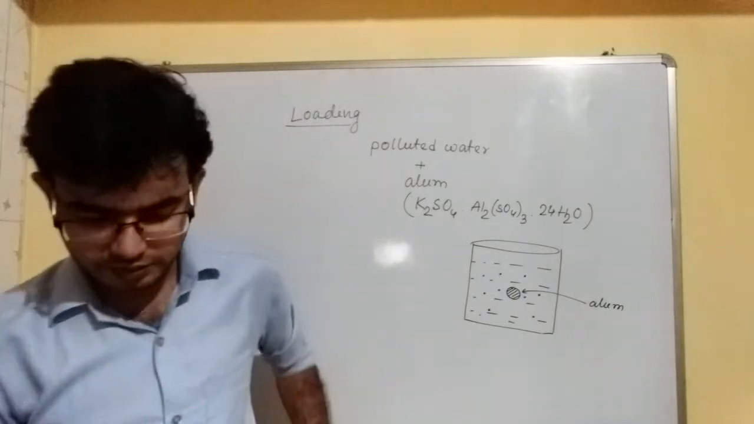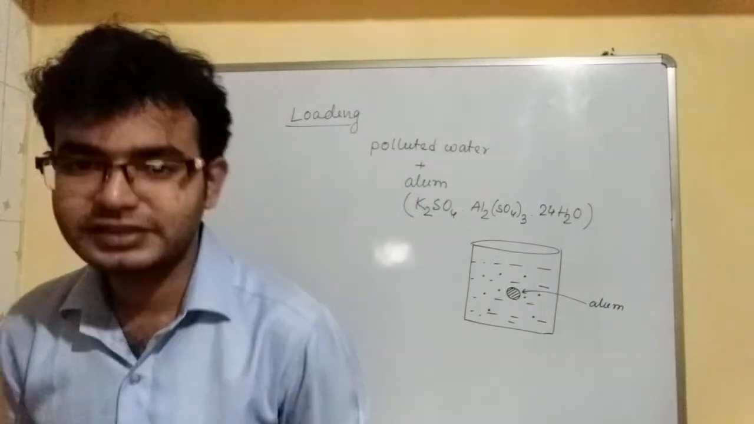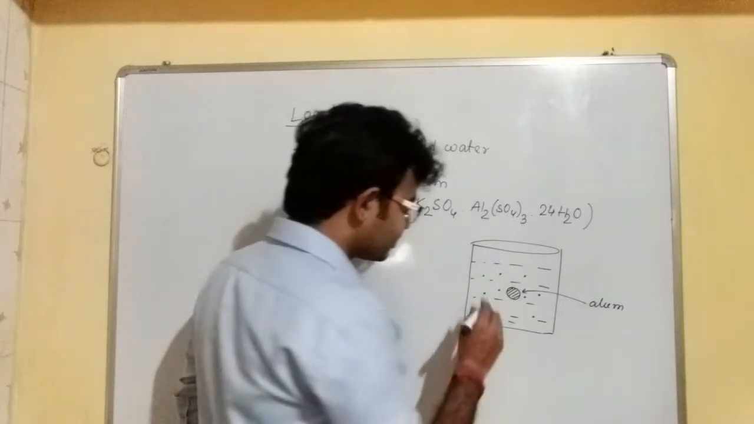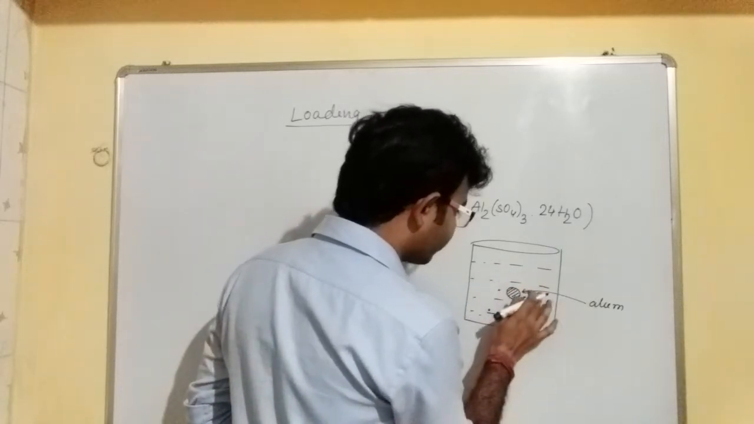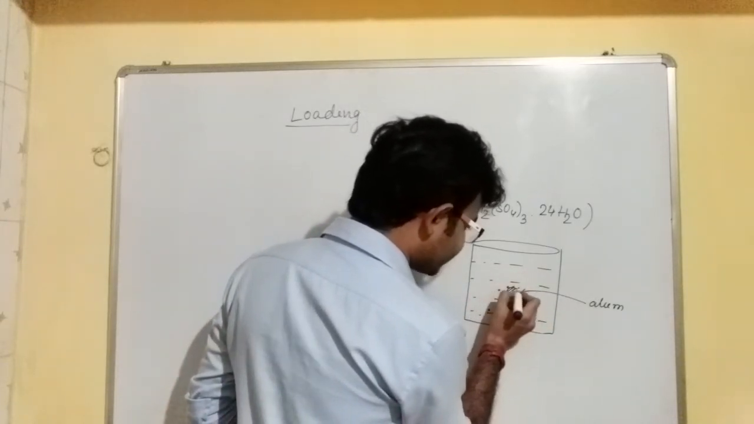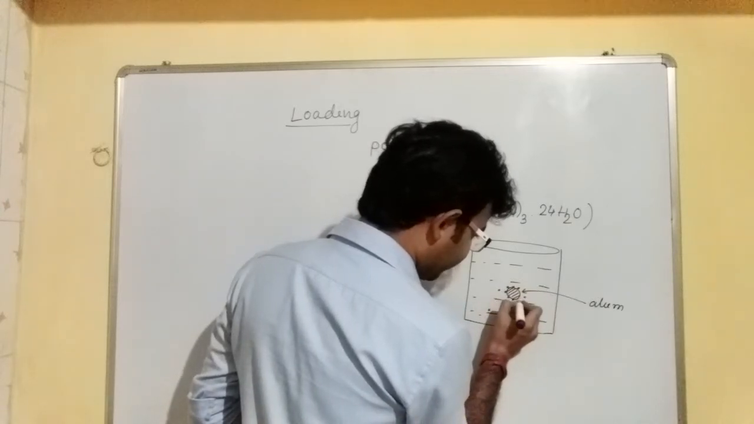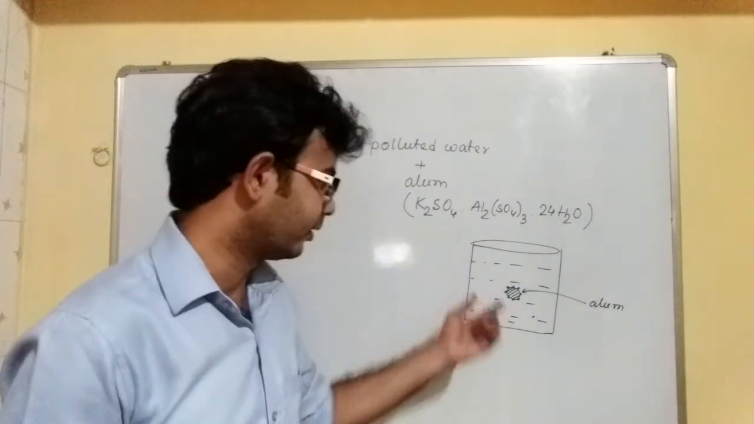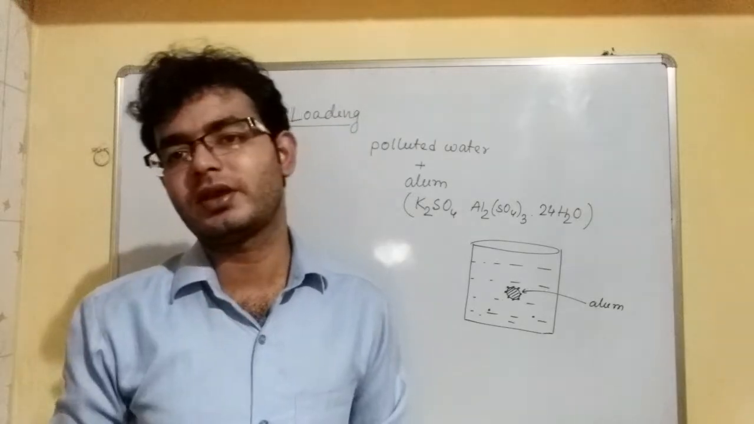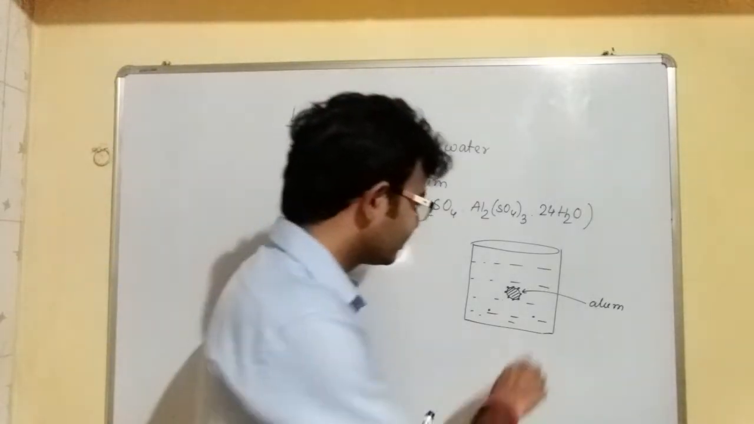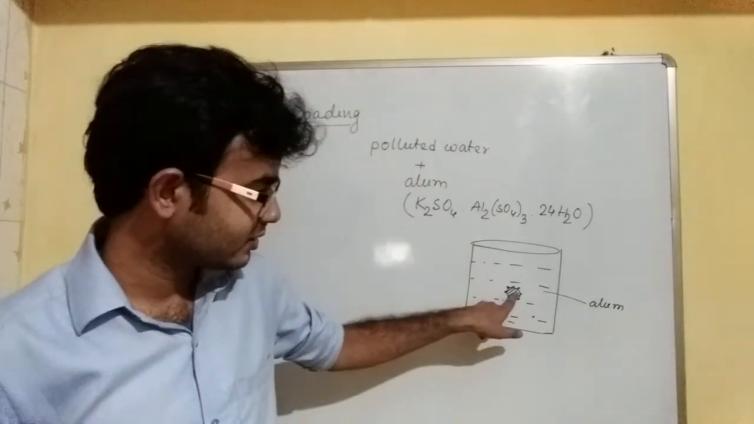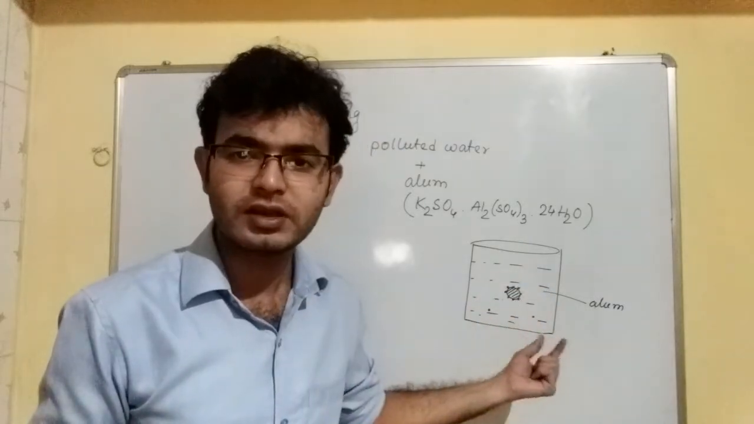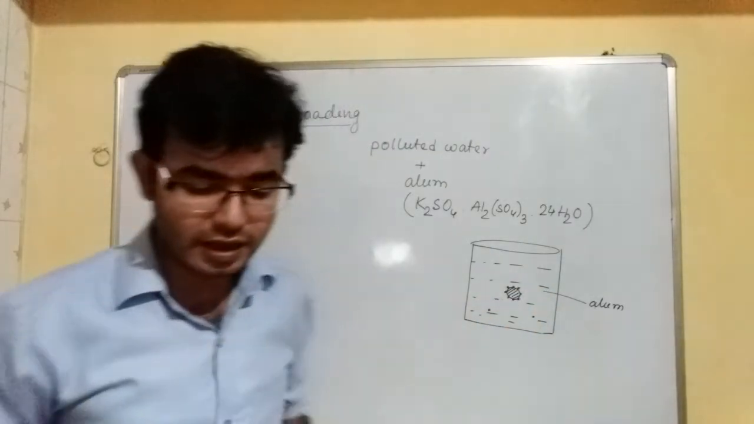What will happen? This alum will attract the smaller particles towards it. As a result, the smaller particles will be absorbed on the surface of the alum. We are adding small crushed particles of alum. हम लोग alum का छोटा टुकड़ा इसमें ऐड करते हैं. What will happen? Look very carefully. This alum attracts the smaller impurities which are present in water. As a result, the smaller particles will be accommodated.